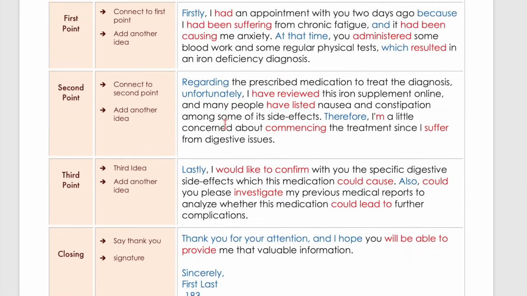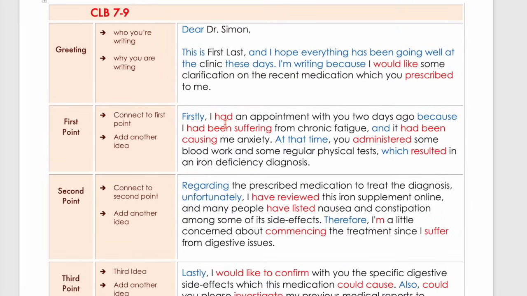So when you reread and you look at the structure and the grammar used, then the last part would be typing. Or you can read and type at the same time because you want to get yourself familiar with typing this kind of email, okay?